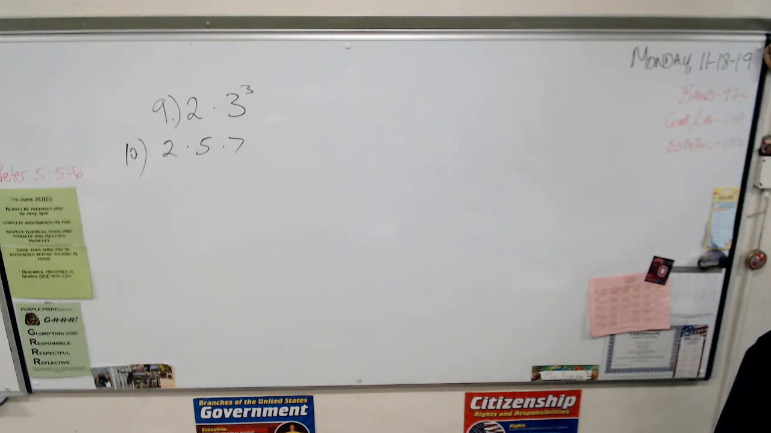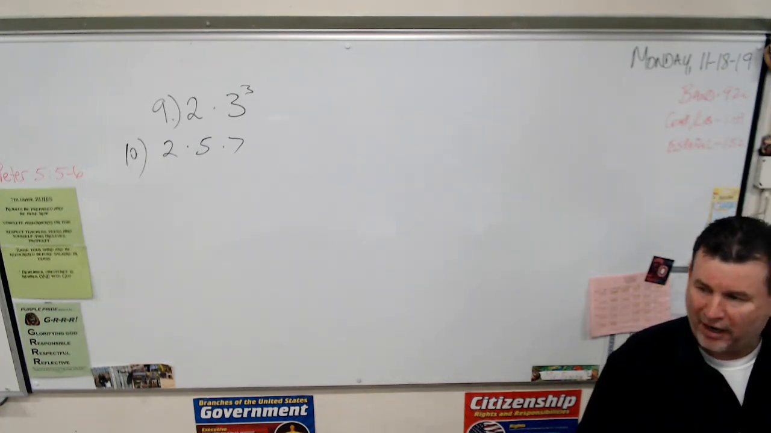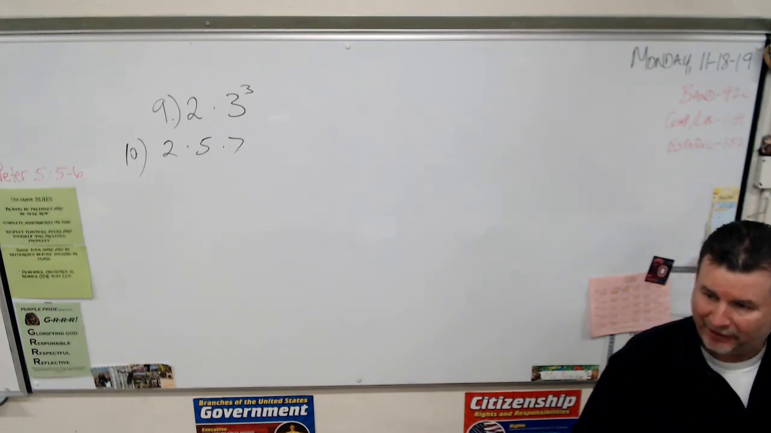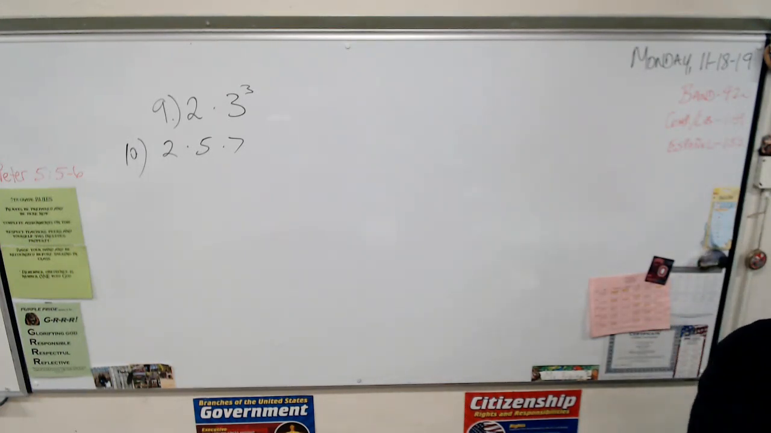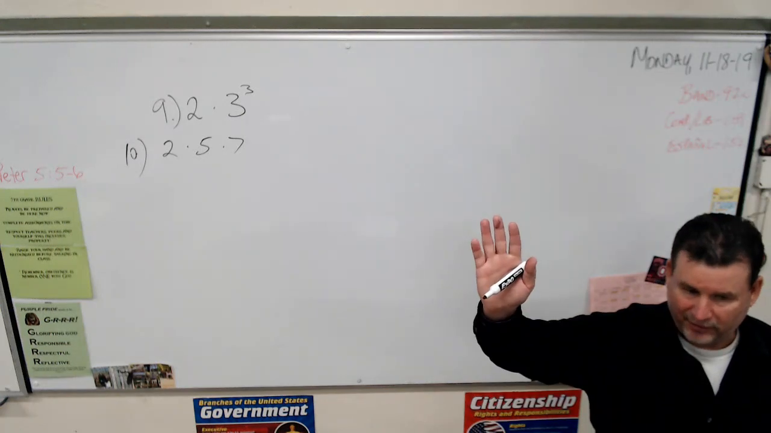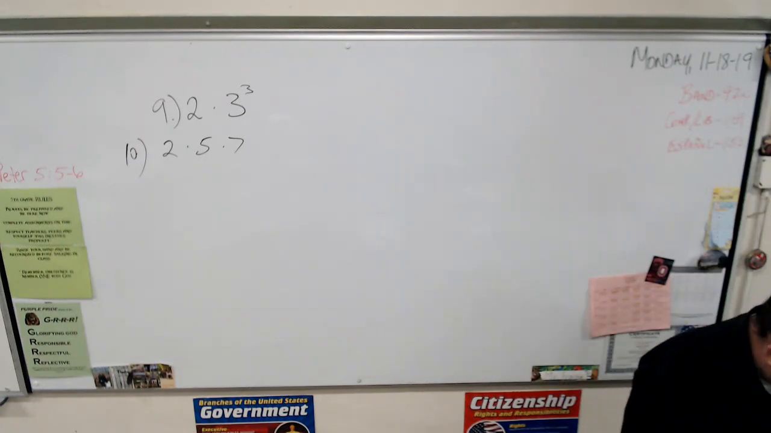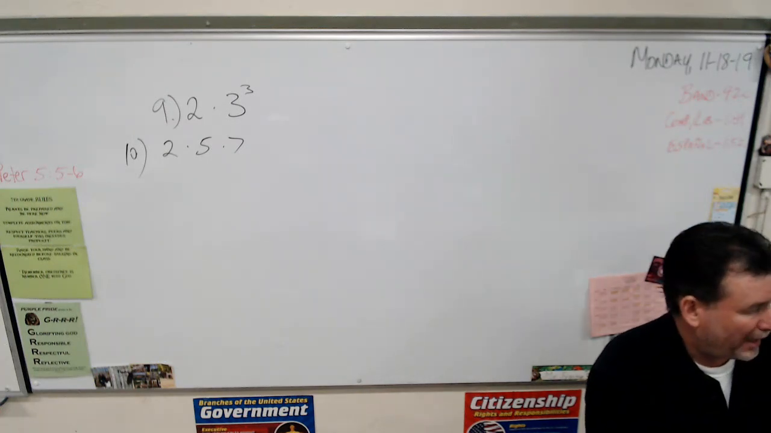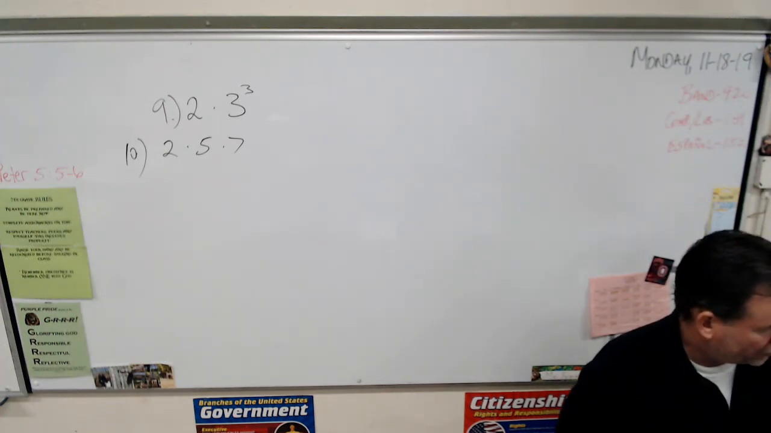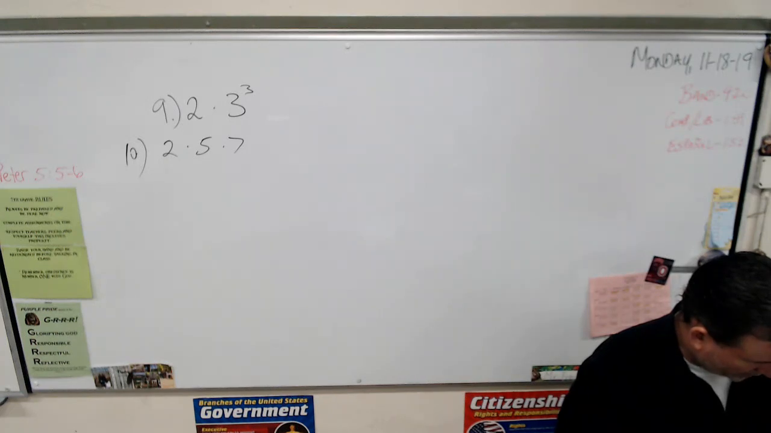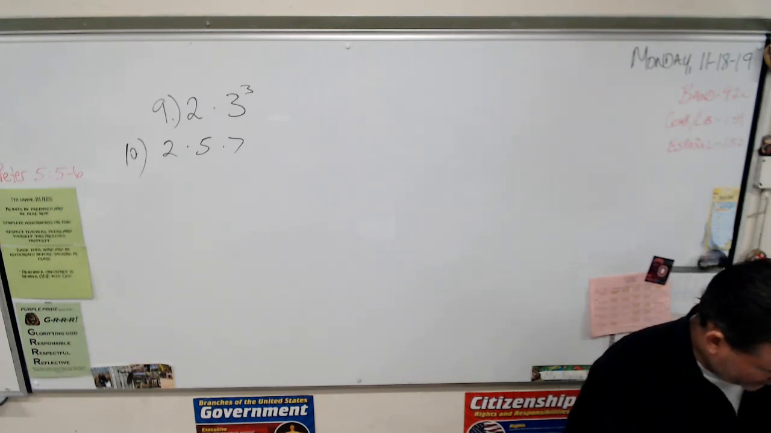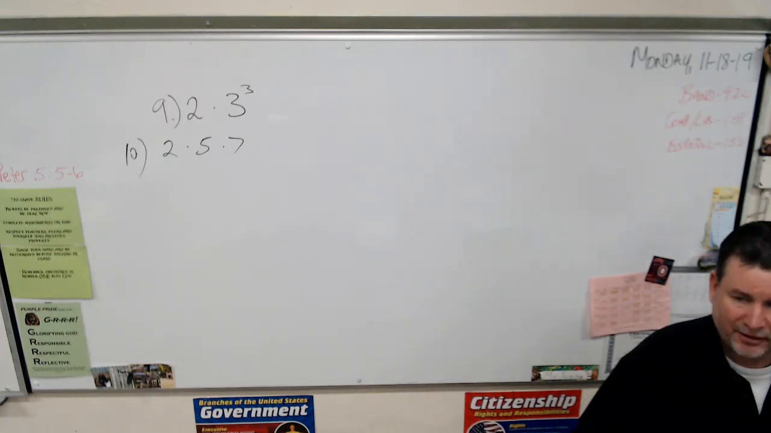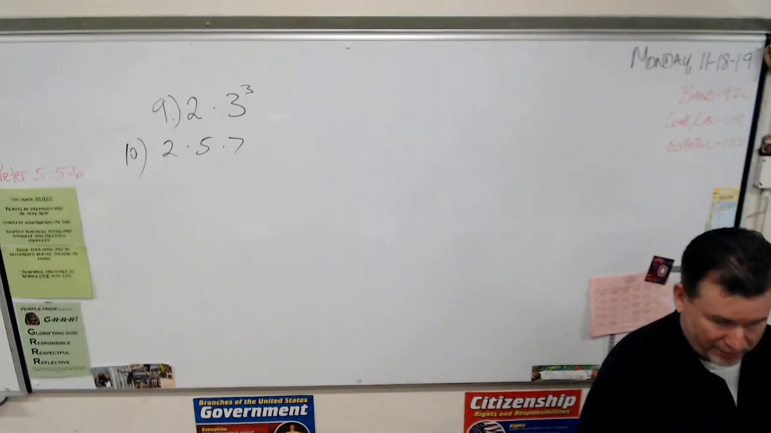Factor this monomial. Number 13, it's 19a squared b. 19's prime, so it stays 19. Just take your a squared and make it a times a. Everybody got it? 19 times a times a times b. Number 14, do your prime factorization of 28, 2 squared, or 2 times 2 times 7 times x. How many y's? 3. Times y times y times y.